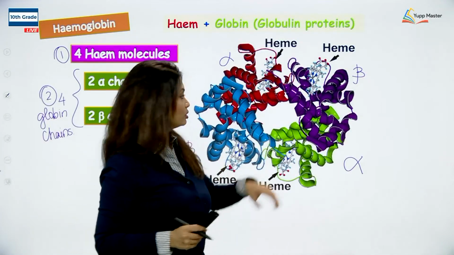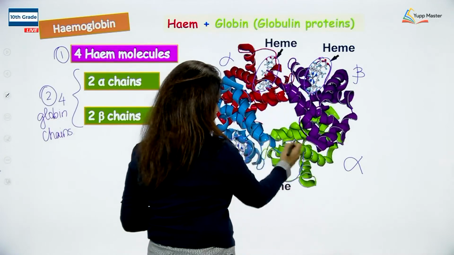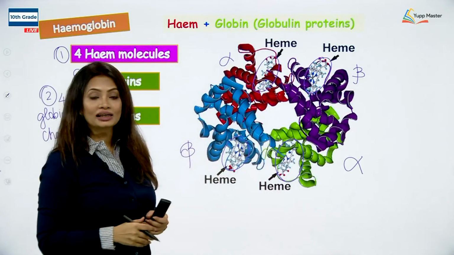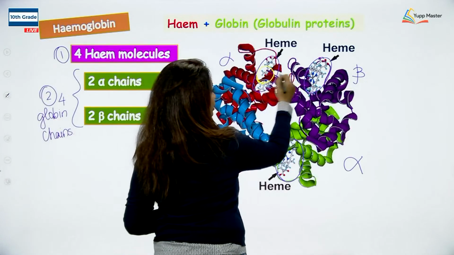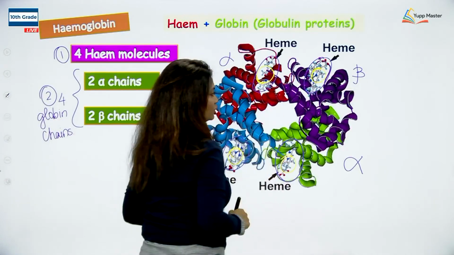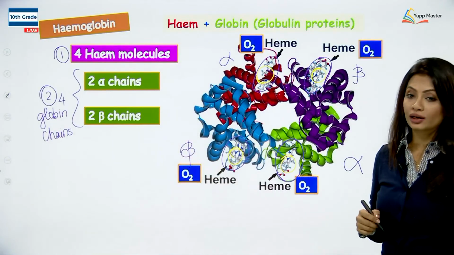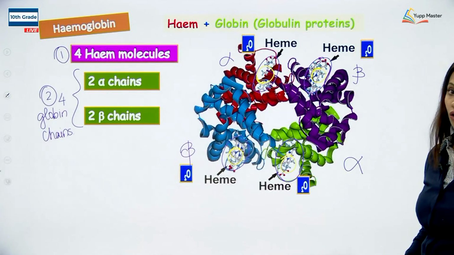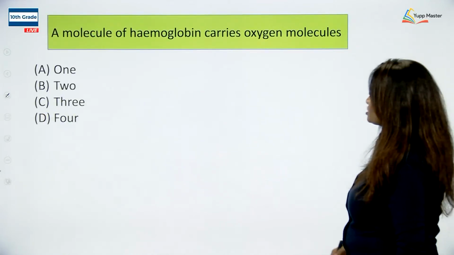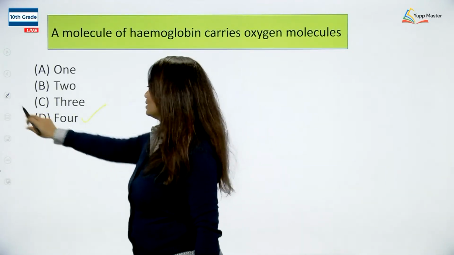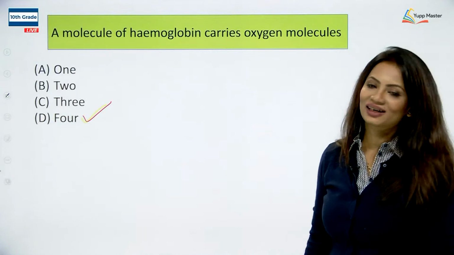Then look for the heme molecules. Can you see this structure over here? This structure here, 1, 2, 3 and the fourth one. These 4 of them are indicating the heme molecules, and children, each heme molecule has the capacity to carry one molecule of oxygen. So in total, every hemoglobin molecule can carry 4 molecules of oxygen, and that's exactly what we just saw over here. So coming back to our question, a molecule of hemoglobin carries how many oxygen molecules? 4 of them. Yeah, 4 oxygen molecules per hemoglobin.